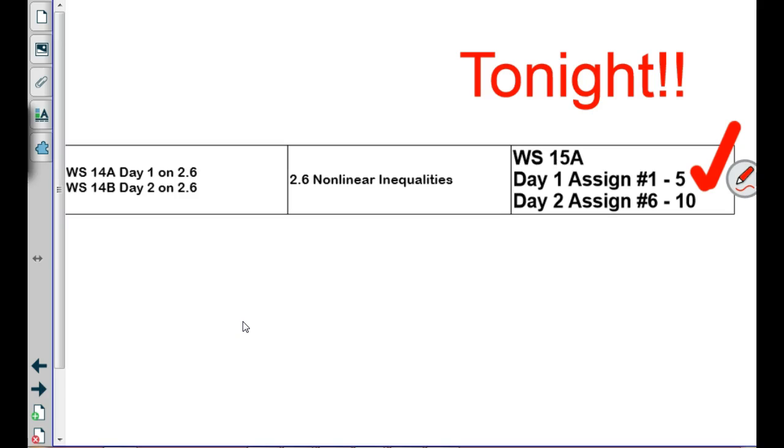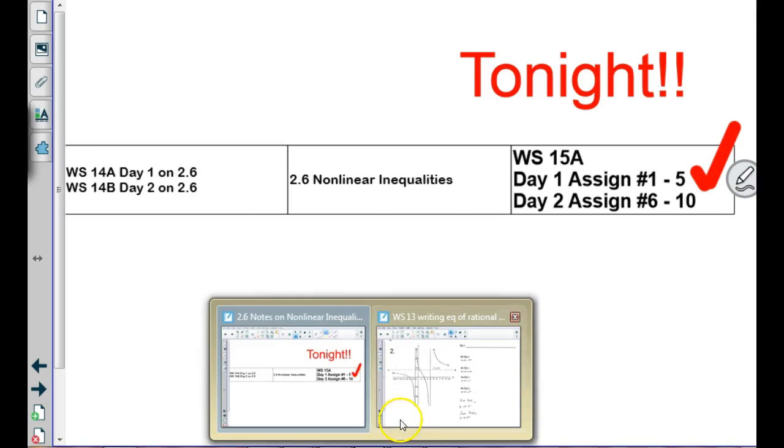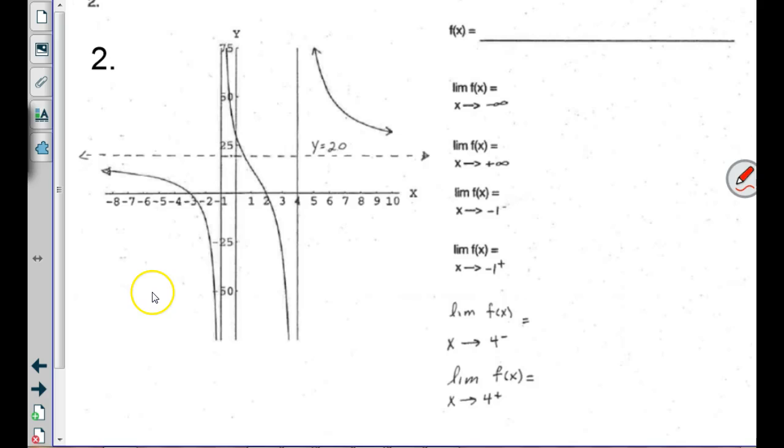Could you take out worksheet 13 real fast? I just want to do one of these today. I'm trying to go above and beyond what I will probably ask on a quiz a little bit to get you to think about all the properties of rational graphs. I'm going to do number 2 right here, number 2 on worksheet 13A.